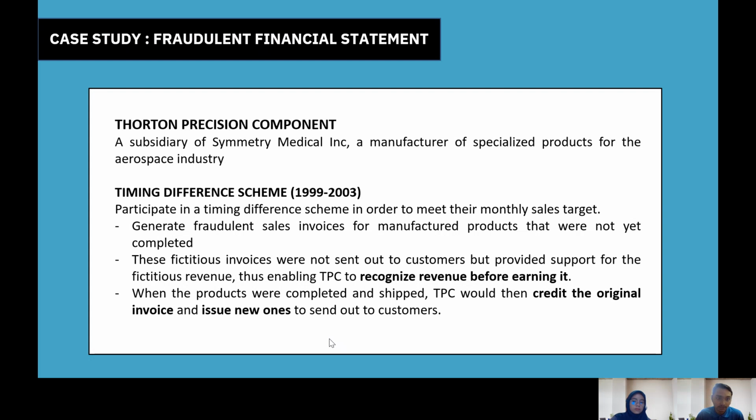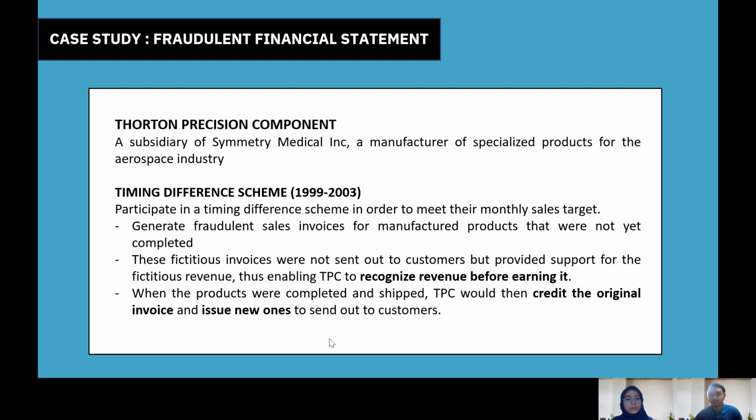Okay. Next, before I go further, I forgot to remind everyone that we don't have the past year paper questions. We just have this case study because we could not find any in UiTM or through the advice of you. So next is a case study about fraudulent financial statements, about Total Precision Company.